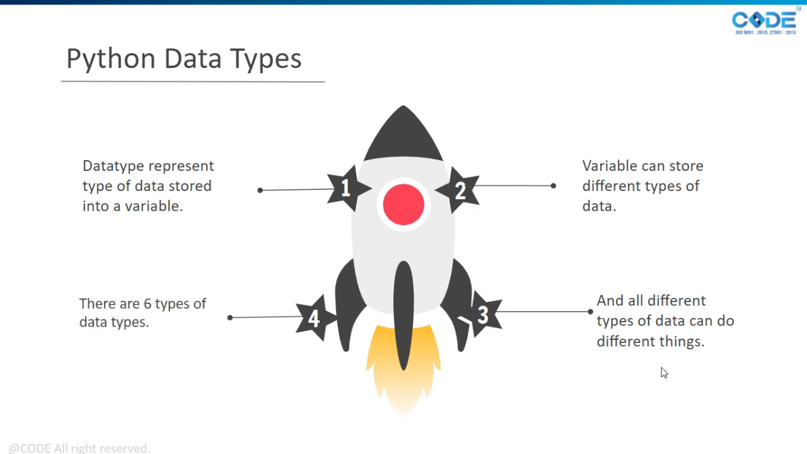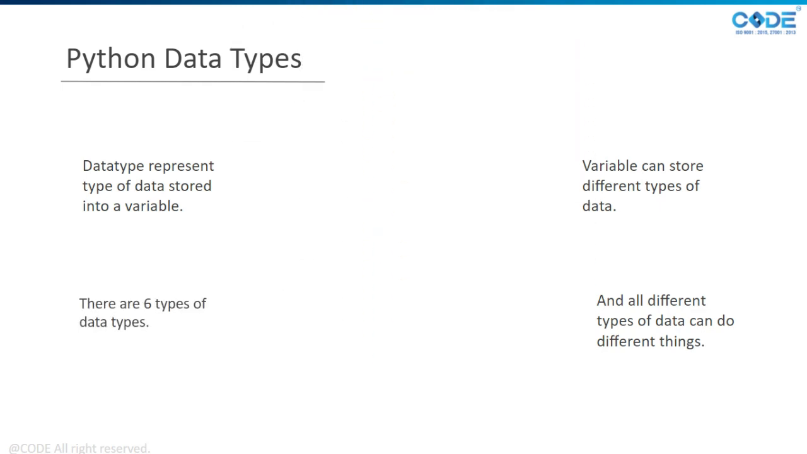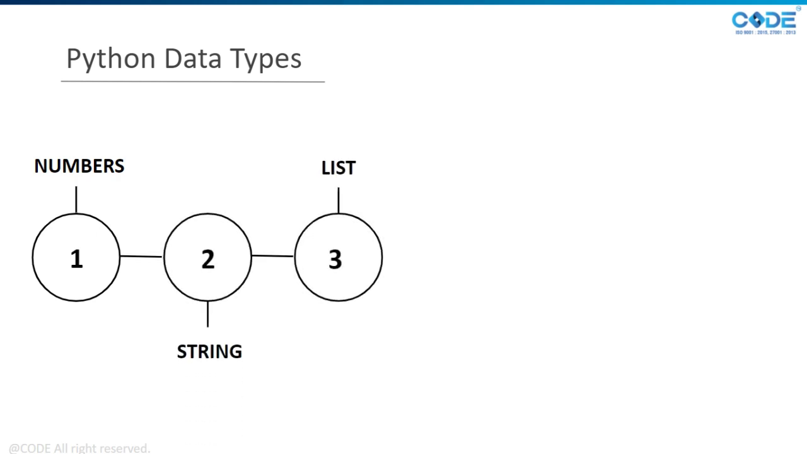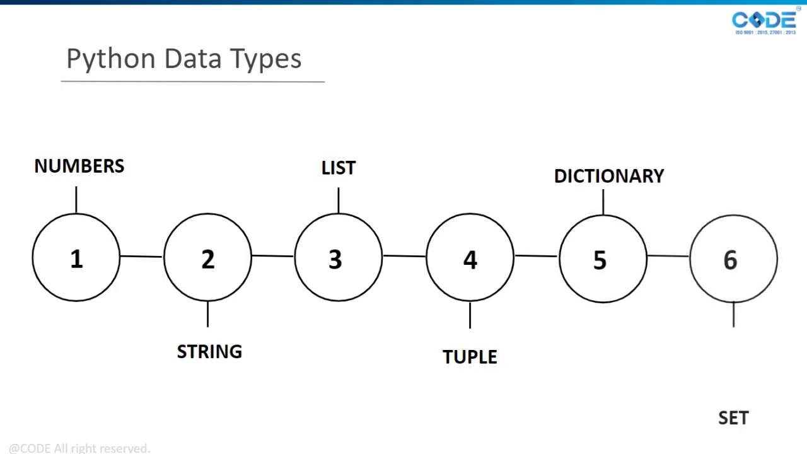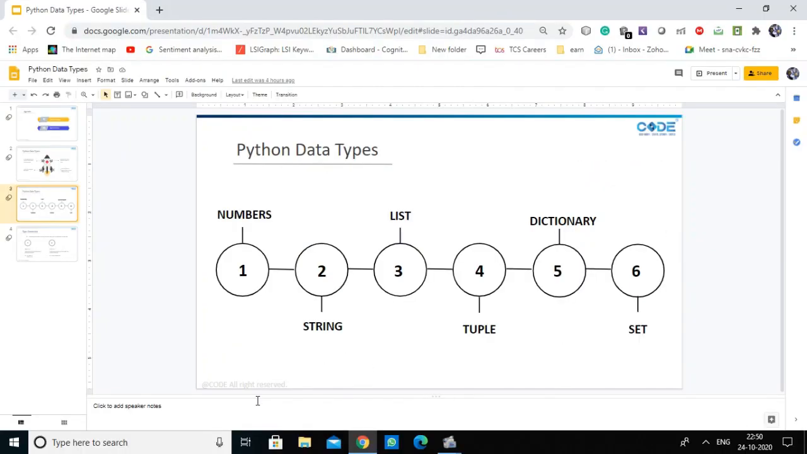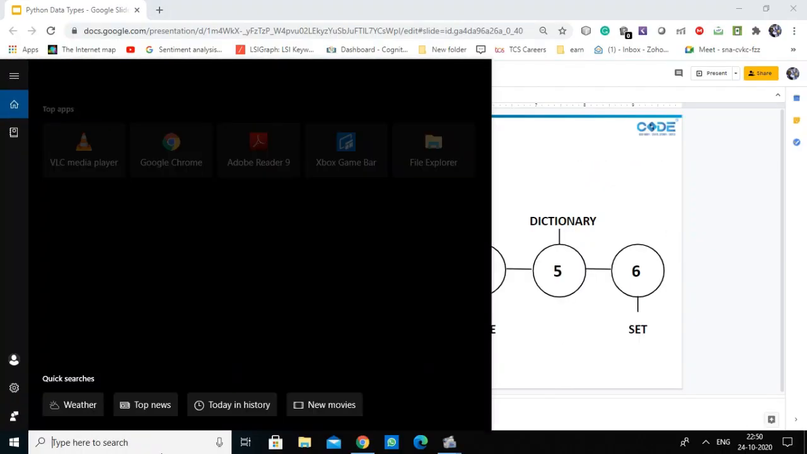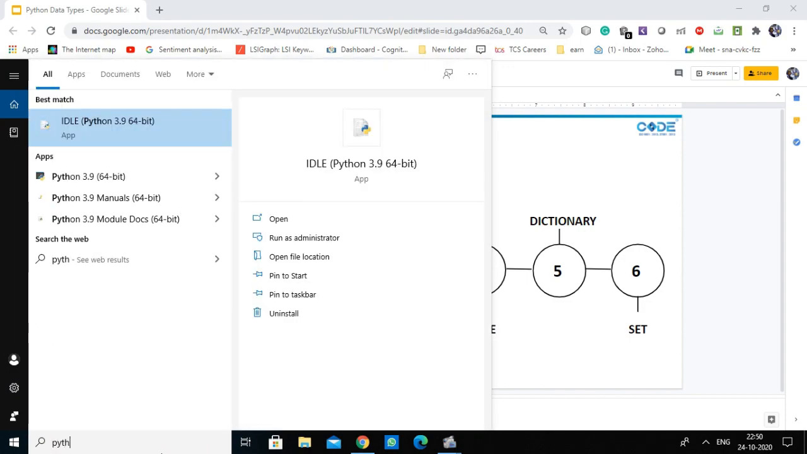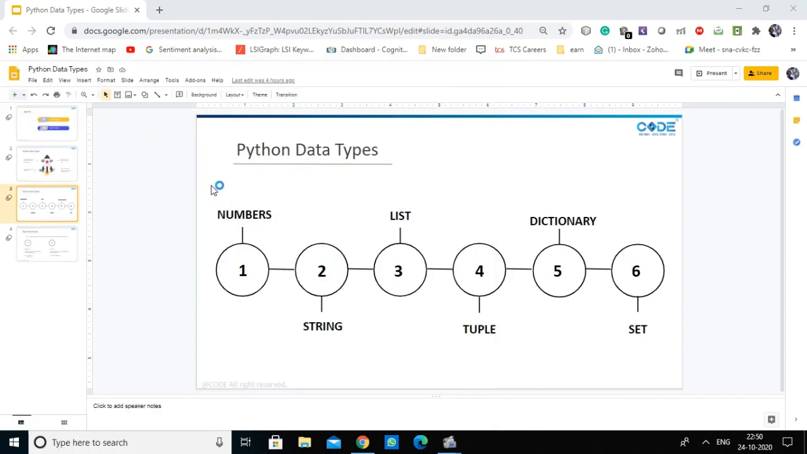Next, there are 6 types of data types. So, first one is numbers, which are numerical data types. Then we have string. After that, we have list followed by tuple. Then we have dictionary, and in the last we have sets. Now let's move on to practicals to understand them. So as I said, go to the search bar, type Python, and you can see IDLE, and just click on that.